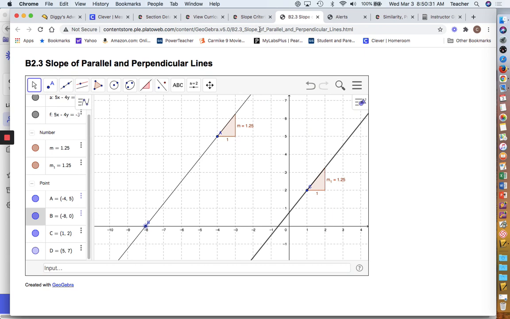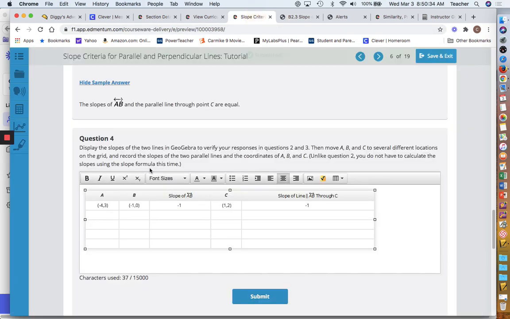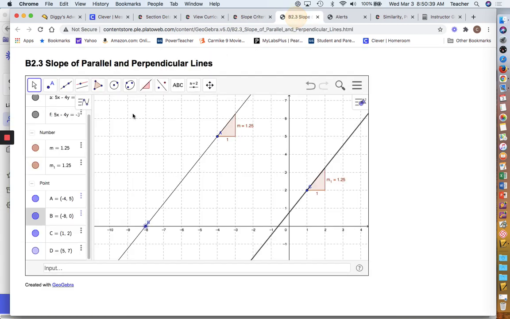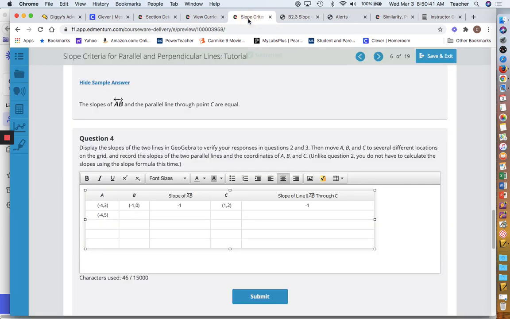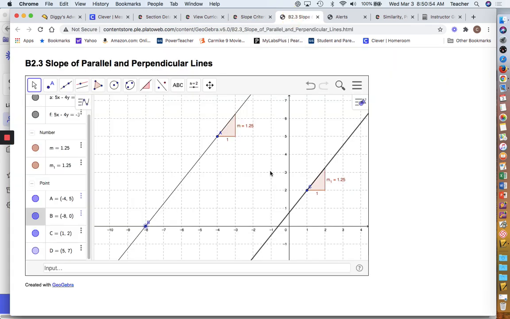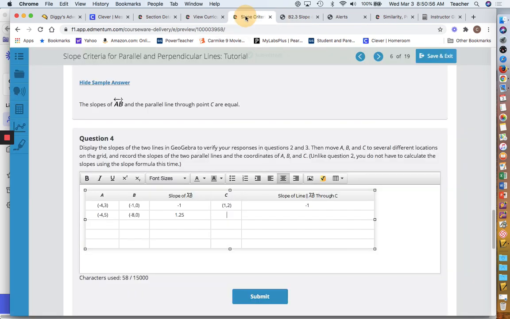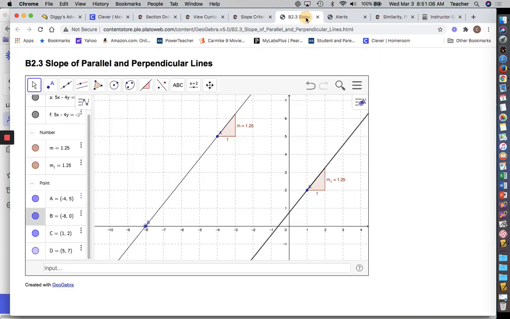All right, so let's see. A is negative 4, 5. What was my B? B is negative 8, 0. And that slope was 1.25. C coordinates, what was C? C is 1, 2. And this is also 1.25. All right, so let's make it vertical.